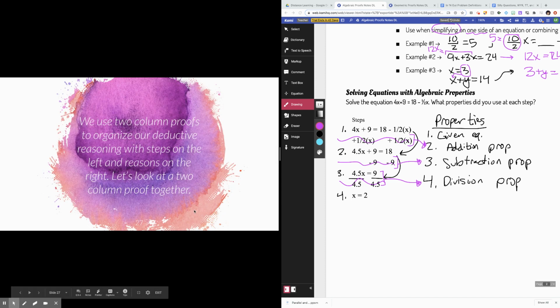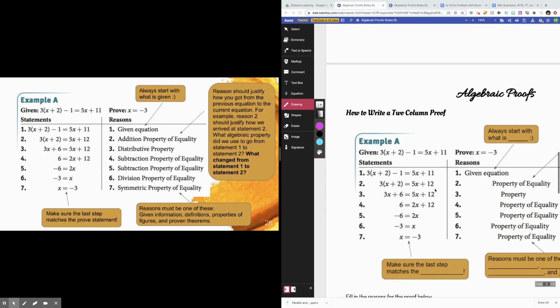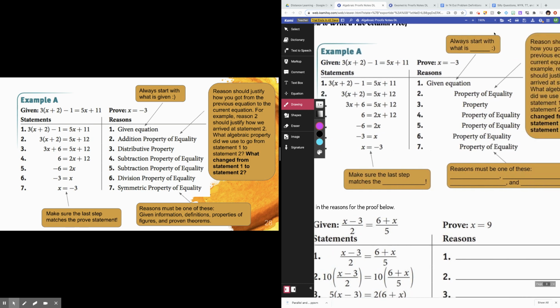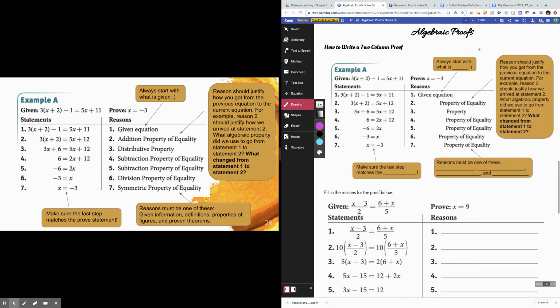Okay, so what we do with two-column proofs is we use them to organize our reasoning, with steps on the left and reasons on the right. Essentially we're going to take what we just did, this solving, and put it into a T-chart. We're going to look at this one together, which you can see on both sides of the screen. Let me zoom out a little so we can see everything. Here is our example, a very long algebraic equation, and the goal at the end is to solve for x.